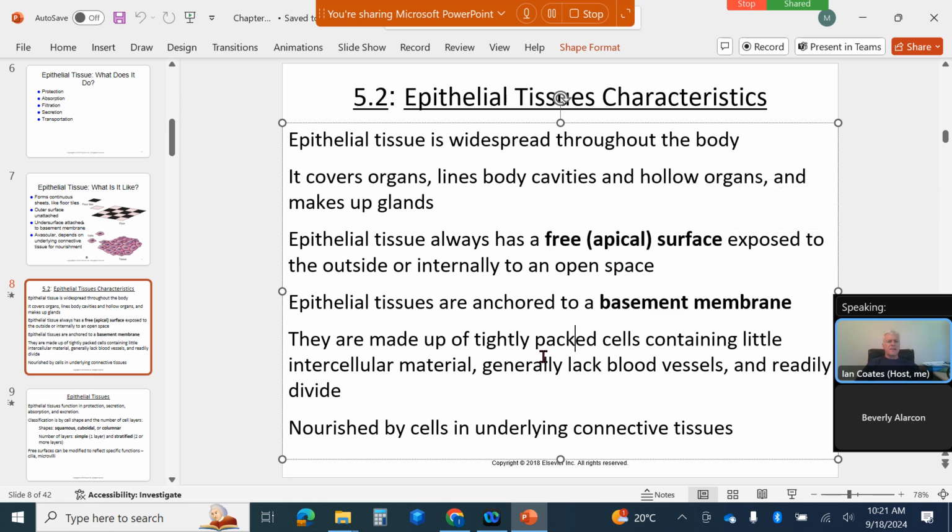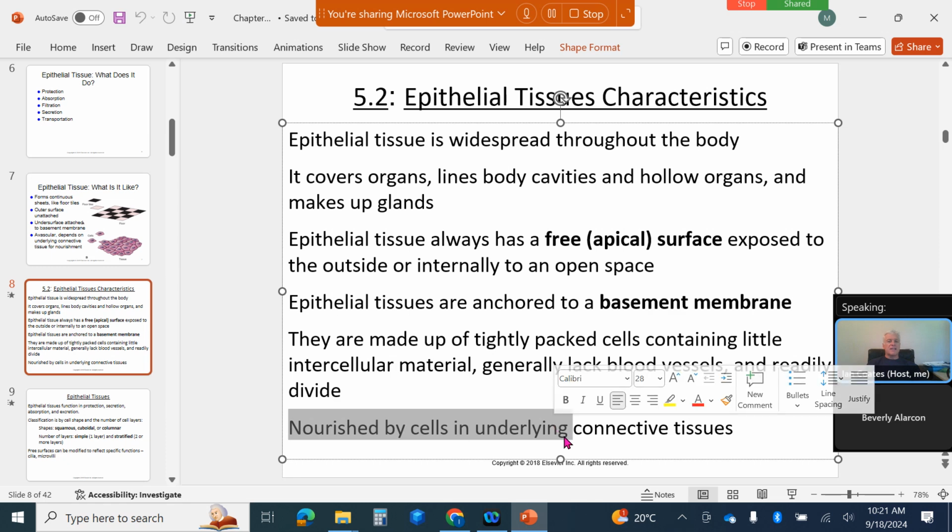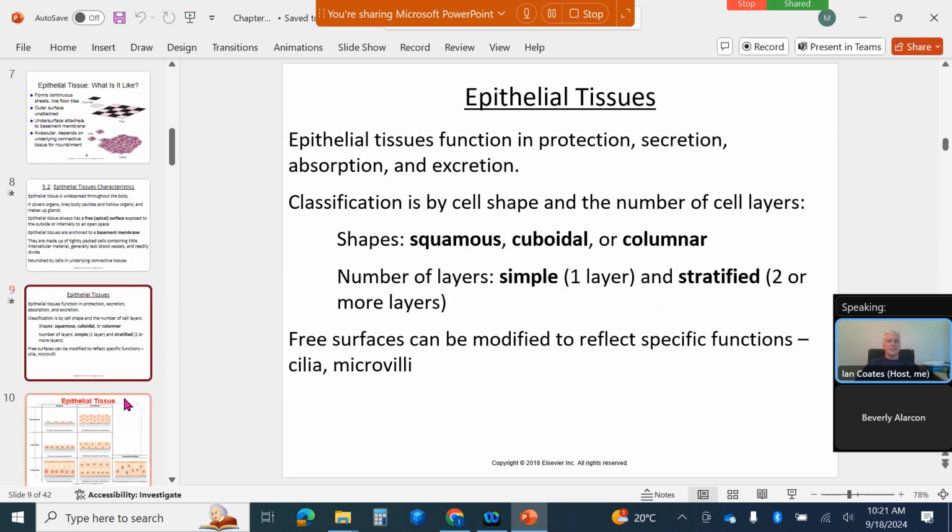They are made up of tightly packed cells containing little intracellular material, generally lack blood vessels, and readily divide. Skin as well. And they're all nourished by the cells from the underlying connective tissue.